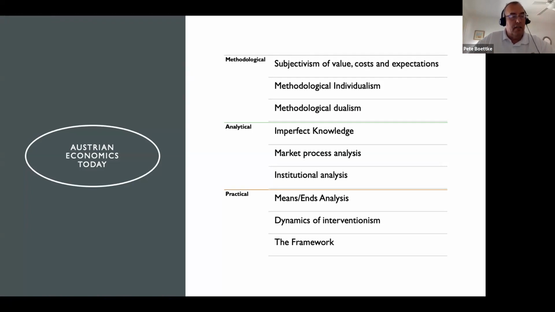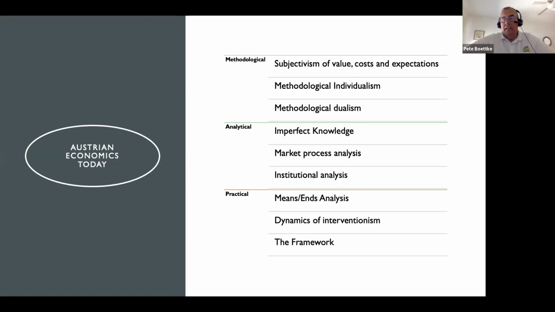And so the question, I think, that's really important to understand where the Austrian school is today is, what did these debates teach us? What did these debates teach us about the way that we do economics? I have a list here of some nine things: the extension of subjectivism from value and cost to expectations. We focus on methodological individualism.